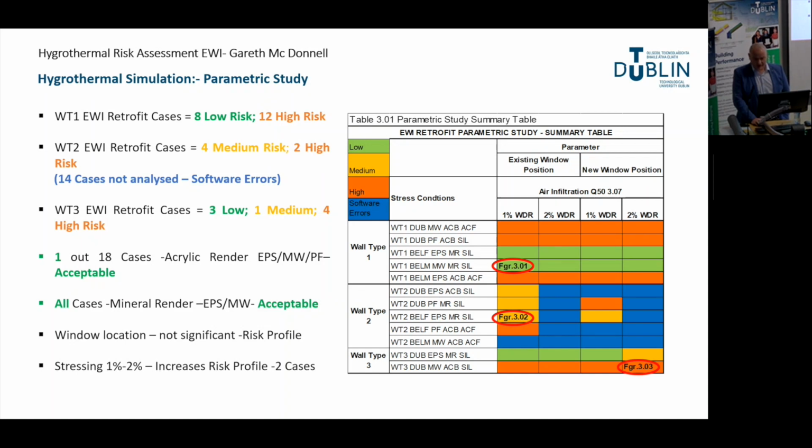In all cases studied, those with mineral wool and mineral render are all deemed low risk. Most of the cases with acrylic render are deemed high risk, as only 1 out of 18 cases had the capacity to cope with the moisture ingress stressing.